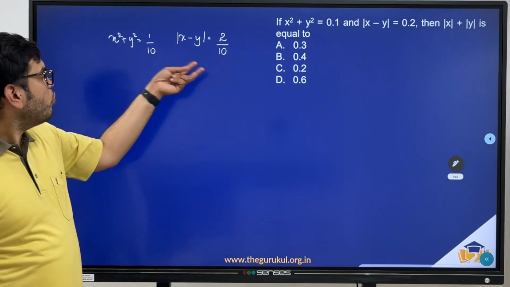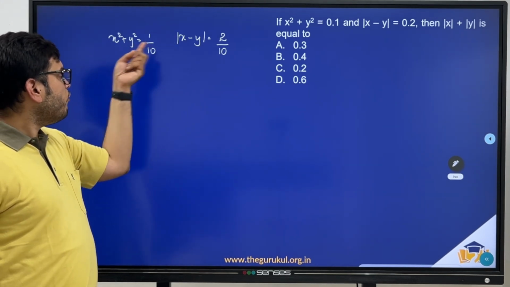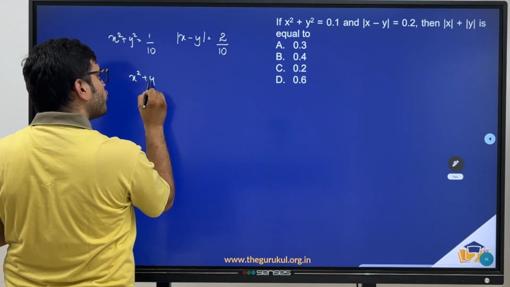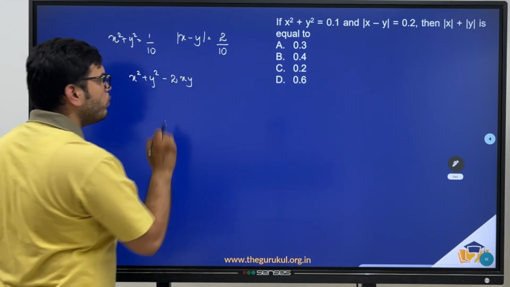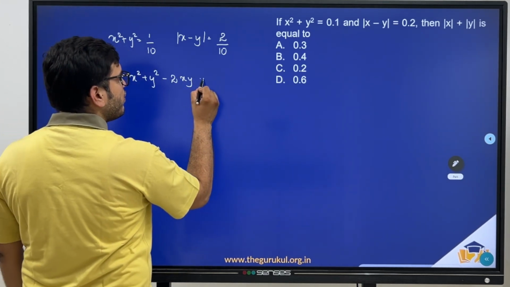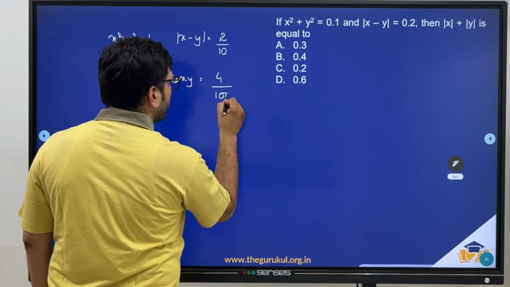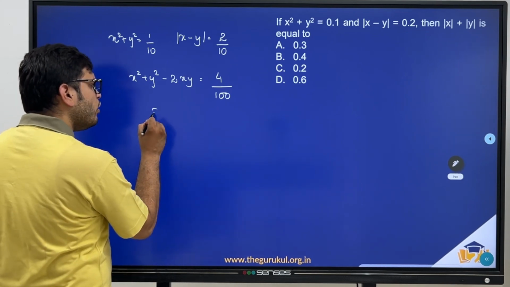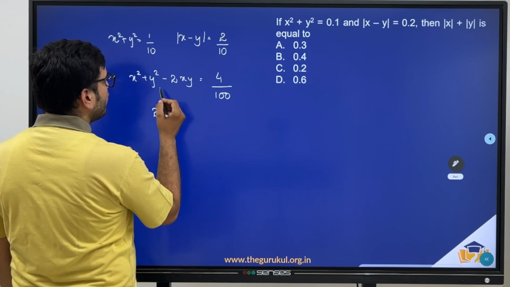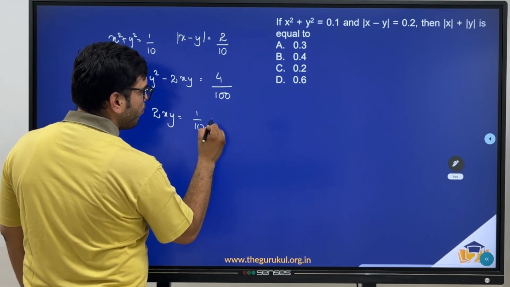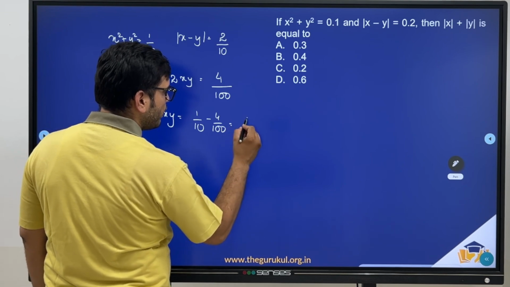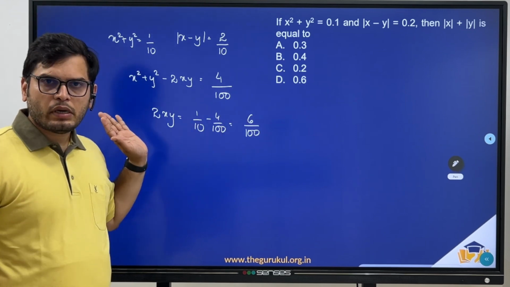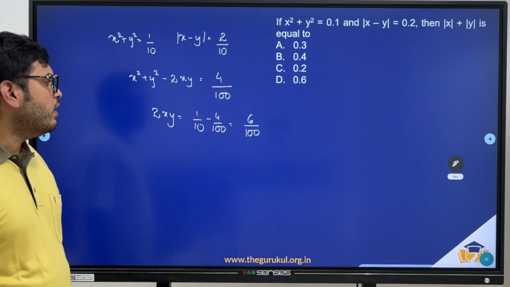Now let me square this so that we'll get x square and y square so that we'll get to use this equation. So squaring on both sides, we'll have x square plus y square minus 2xy, right? Now this is equal to 4 by 100. Now we know that x square plus y square minus 2xy is equal to 4 by 100, or the value of 2xy, that would be 1 by 10 minus 4 by 100. So that is nothing but 6 by 100. Okay, now let's leave it like this. Right, so let's not simplify. So we have 2xy is equal to 6 by 100.